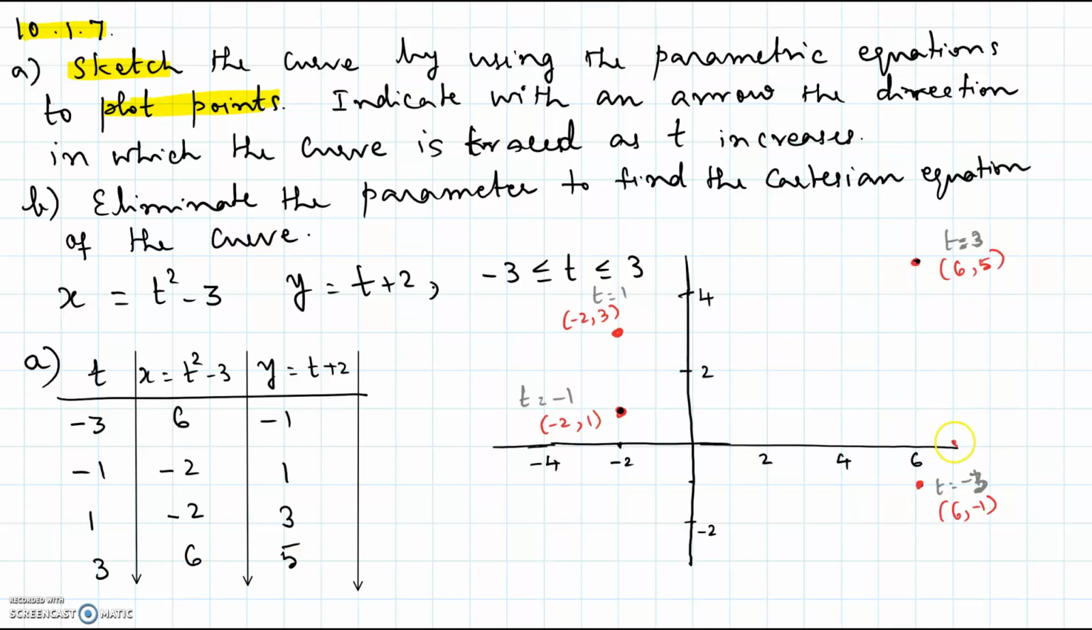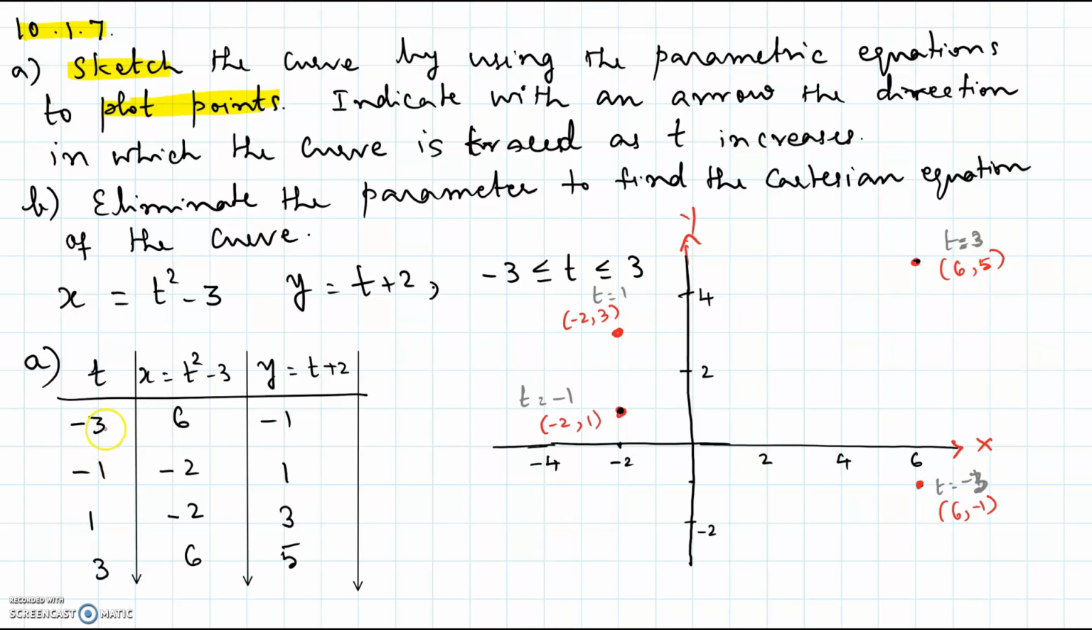Here in this graph, with the x-axis and the y-axis, we have plotted the points (x, y): (6, negative 1), (negative 2, 1), (negative 2, 3), and (6, 5). Besides the Cartesian coordinates, we will stop here and then connect these by means of a curve.